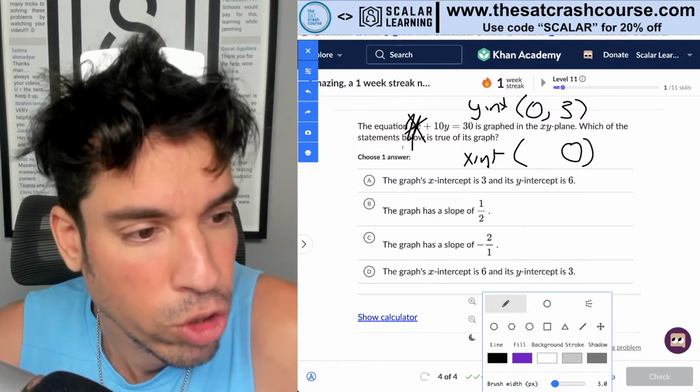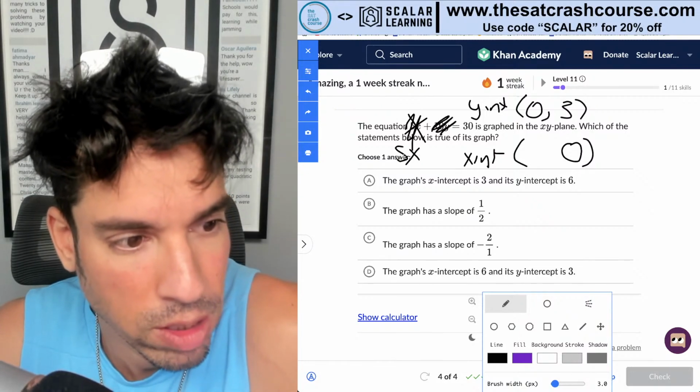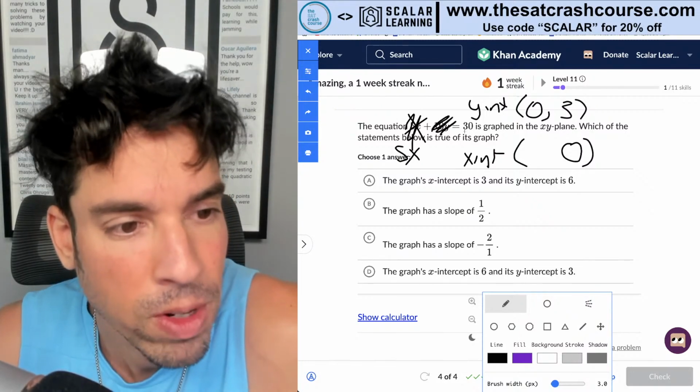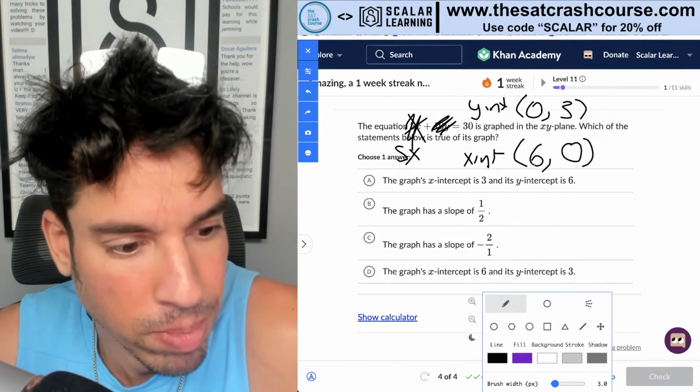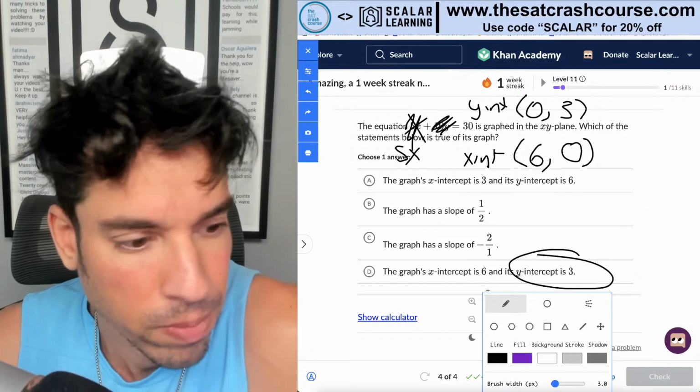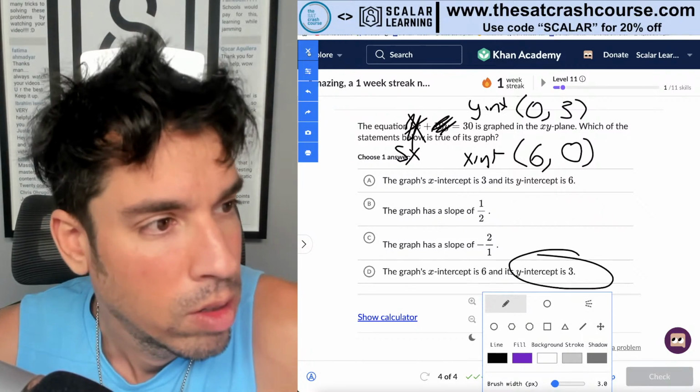Anyways, now we're going to leave the 5x in and zero this out. 5x equals 30, divided by 5, x equals 6. That's my x-intercept. So we have an x-intercept of 6, and it's right here. It's D. So D is the winner.